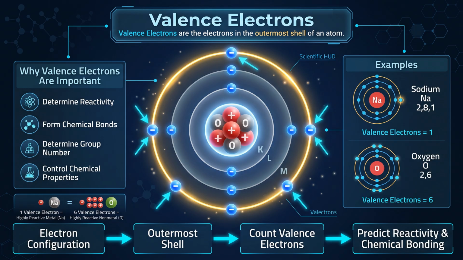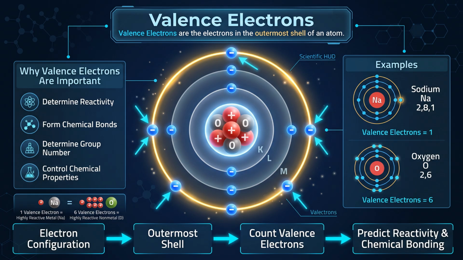So always remember these important facts. Valence electrons are the electrons in the outermost shell of an atom. They determine an element's chemical reactivity and bonding behavior. Atoms gain, lose, or share valence electrons to become more stable. The last number in the electron configuration represents the number of valence electrons for main group elements.